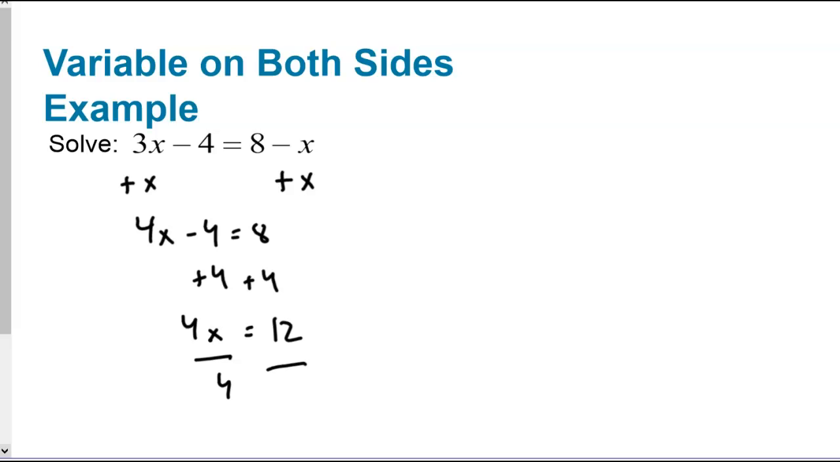Isolate the x by dividing 4 off of each side, and x will equal 3 in this case. And again, you can go ahead and do the check to make sure that works. When you do, make sure to substitute in the x for this value and for that value when you do the check.